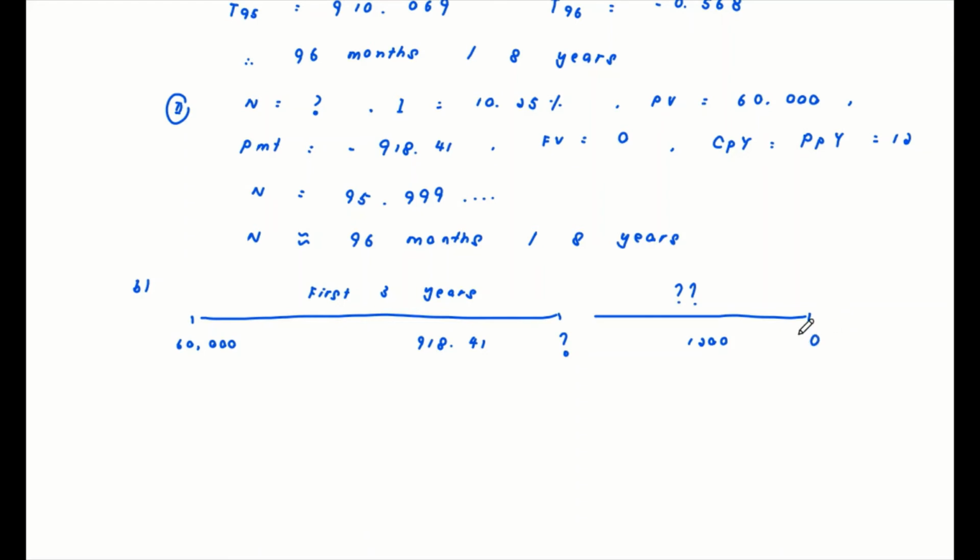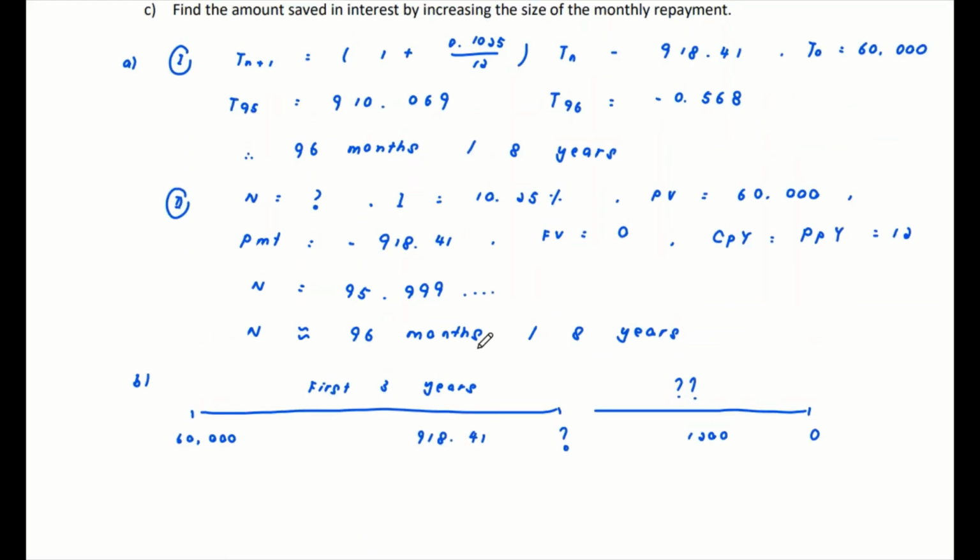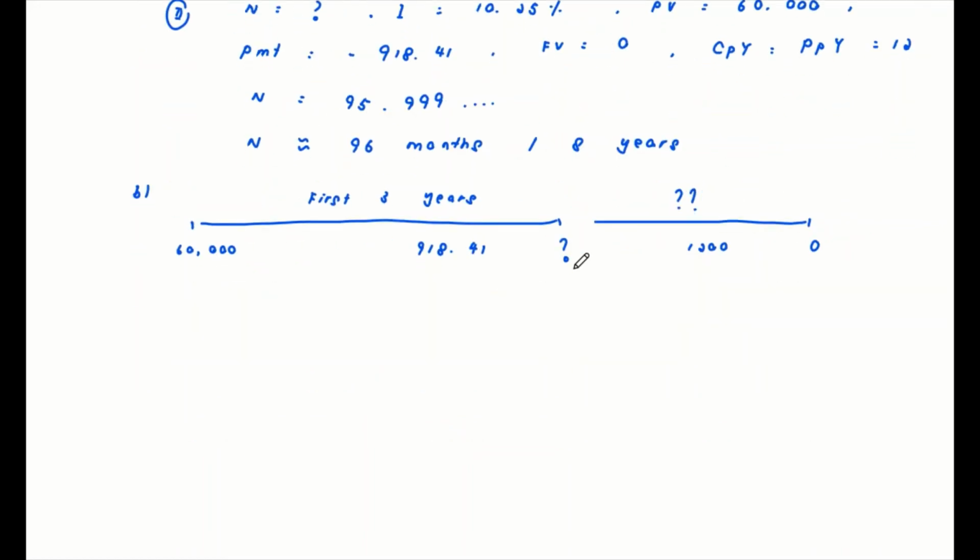Obviously, compared to part A, it's going to be shorter because in part A, every month you only pay 918.41. But in this case, every month after the first 3 years, you are going to pay 1,200. So your loan should be finished earlier compared to part A. Alright, so for this question, we are just going to use our finance solver. It will be easier as well because you can just change your numbers in the finance calculator. Okay, so how should we do this?